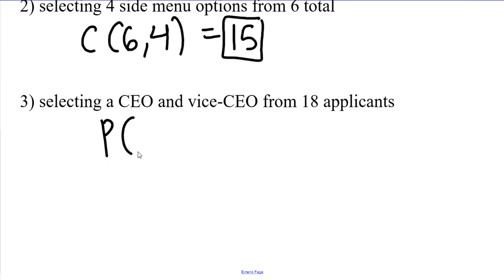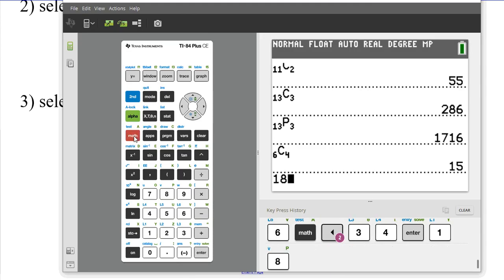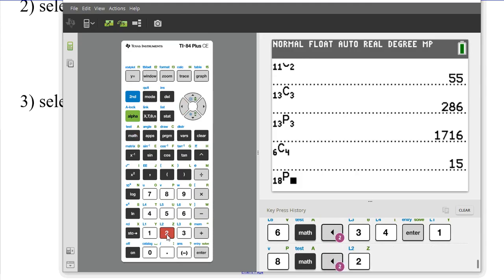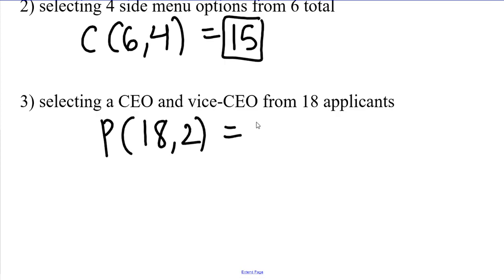So anytime that they're doing like first, second, or third place or something like that, or president, vice president, CEO, vice CEO, that's a dead giveaway. It's a permutation because order is definitely important in that case. So 18 permute 2, 306 different permutations for that scenario.